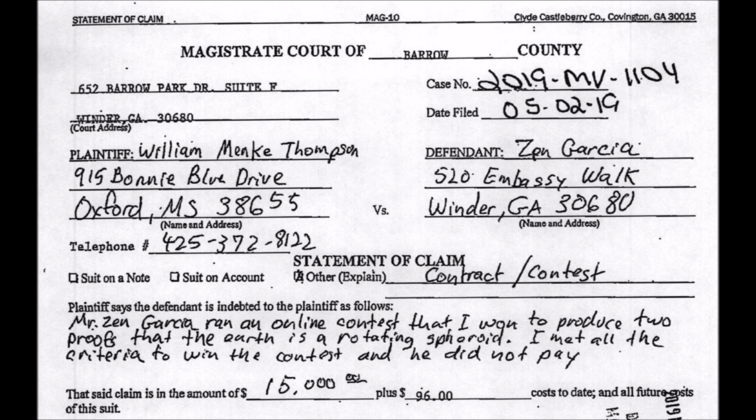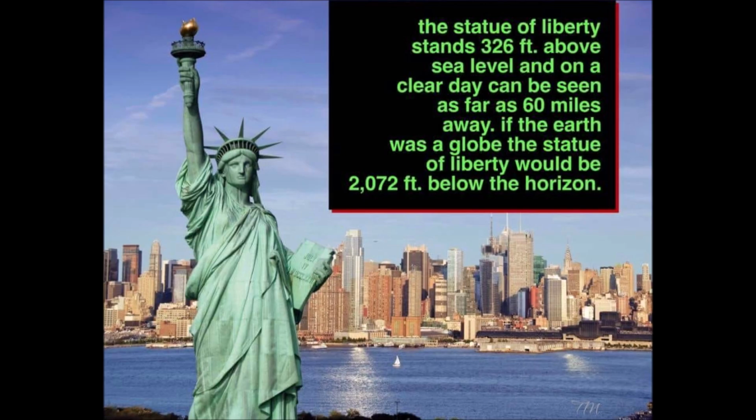I, however, shared real-world, scientific, verifiable proofs that anybody can do and confirm for themselves. The first example shows that New York State's Statue of Liberty, standing 326 feet above sea level, can be seen on a clear day from as far as 60 miles away. Applying the formula for determining the rate of curvature on a globe or a spherical Earth, such appearance should be impossible, given that there should be 2,072 feet of curvature between Lady Liberty and the observer at that distance.